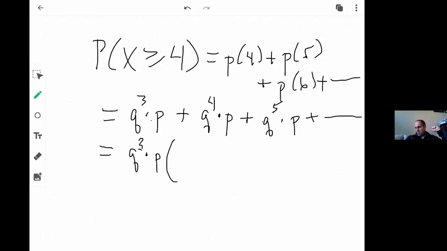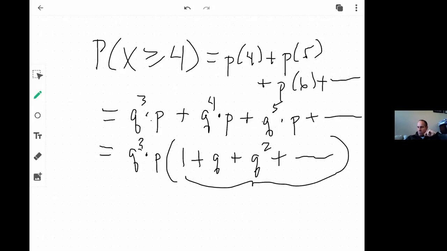Okay, and what's left behind? Well, there would be a 1 left behind from the first term. What will be left behind from the second term? Well, Q. What about from the third term? Well, Q squared. Okay, and this is a geometric sum. That's where this random variable gets its name. This is a geometric series.